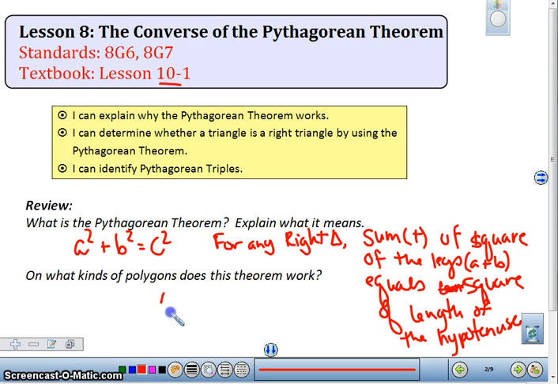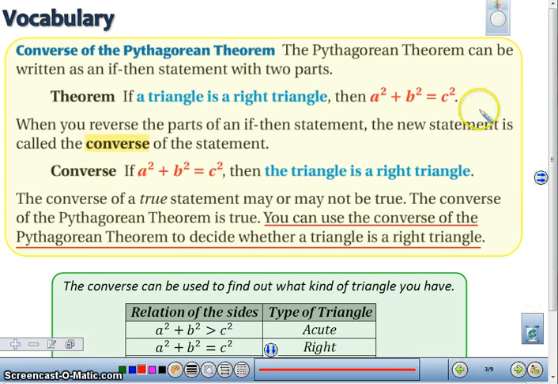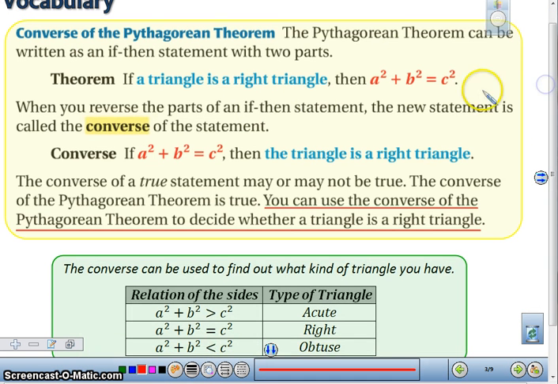What kind of figures does this work for? Only right triangles. It's the only geometric polygon it works for. So, as you read through this next part, the converse: the Pythagorean theorem says we know a triangle is a right triangle if a squared plus b squared equals c squared. Next year in geometry, you're going to do a lot more with these if-then statements, but the converse is just switching around the if-then part. So the new statement becomes, if a squared plus b squared equals c squared, then it is a right triangle.